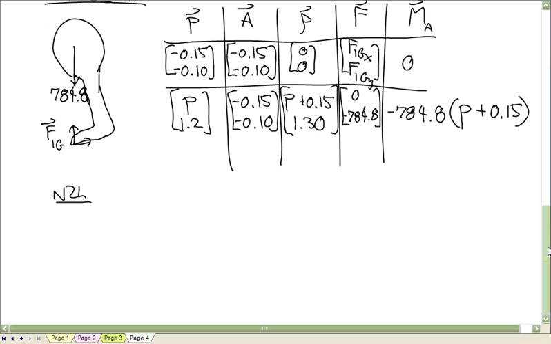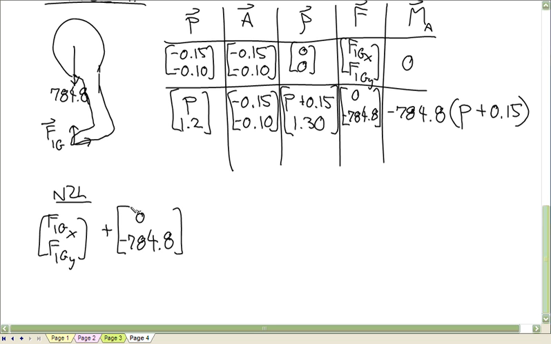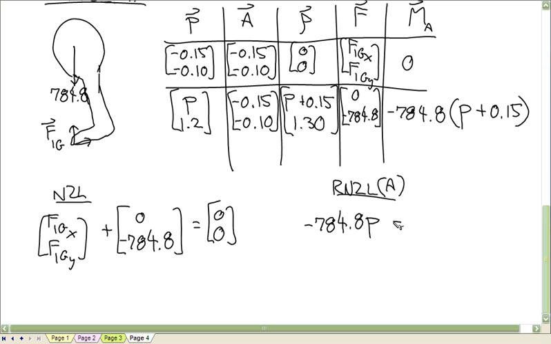So Newton's second law says F1gx, F1gy plus 0, negative 784.8 is equal to zeros. And the moment equation says negative 784.8 p minus 117.72 is equal to 0.